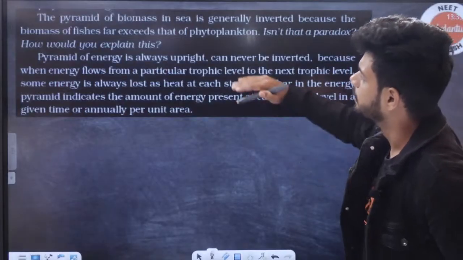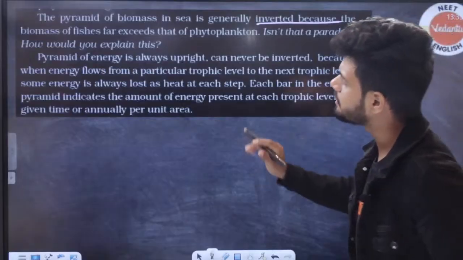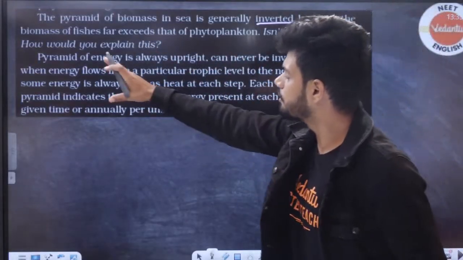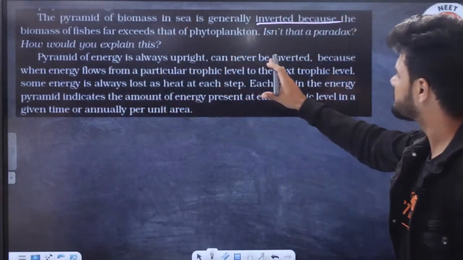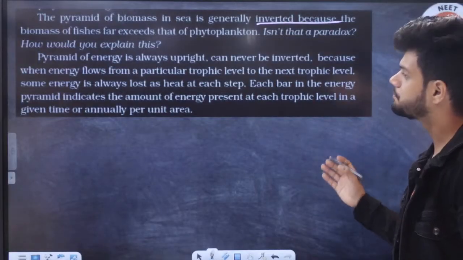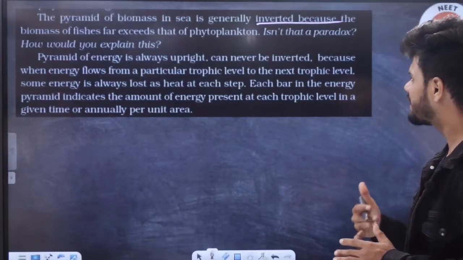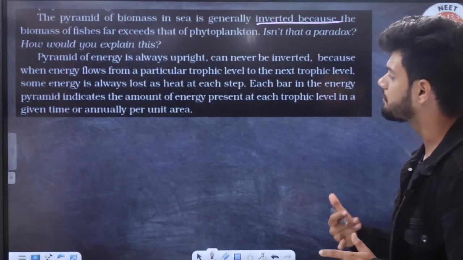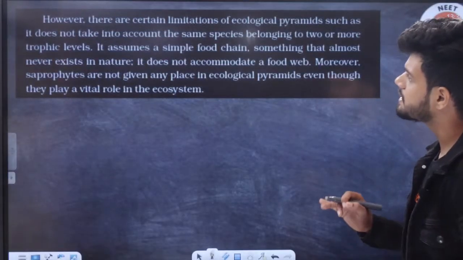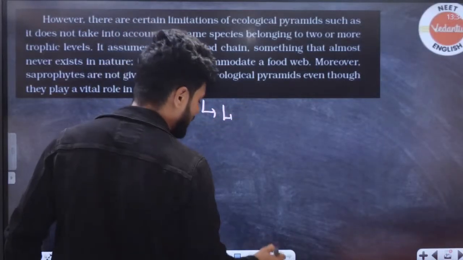Now students, the pyramid of biomass in the sea is generally inverted, because the biomass of fishes far exceeds that of the phytoplankton. Okay. Now, the pyramid of energy is always upright and can never be inverted, because as energy flows from one trophic level to the next, some energy is always lost as heat at each step. Each bar in the energy pyramid indicates the amount of energy present at each trophic level per unit area. Okay. However, there are certain limitations, or drawbacks.